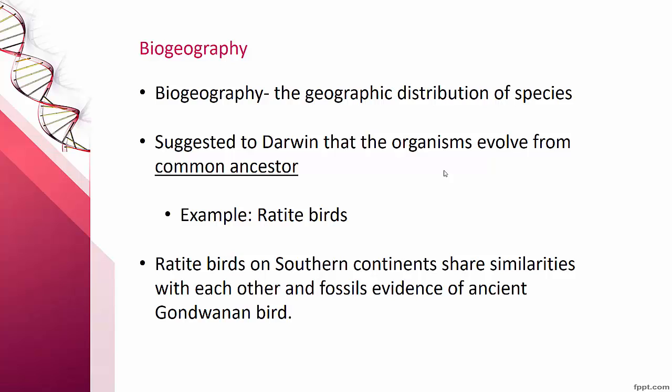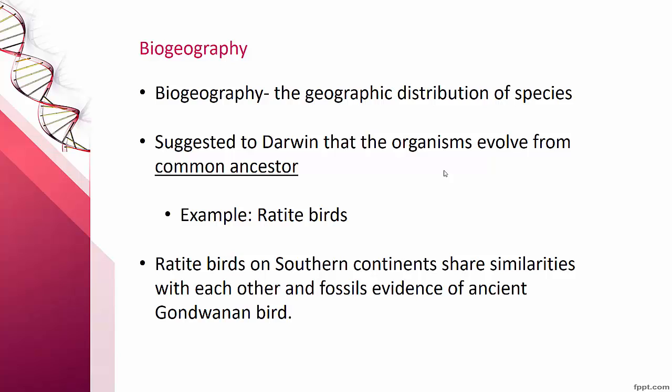Okay, our next area of study is biogeography. So remembering this is looking at the geographic distribution of species, and Darwin actually used this in his voyages, given that he got to see quite a bit of the planet. He saw that there were organisms sharing similarities, and he suggested that these all had a common ancestor. The example that we're going to use is one that we should already be aware of because of our studies in year 11.